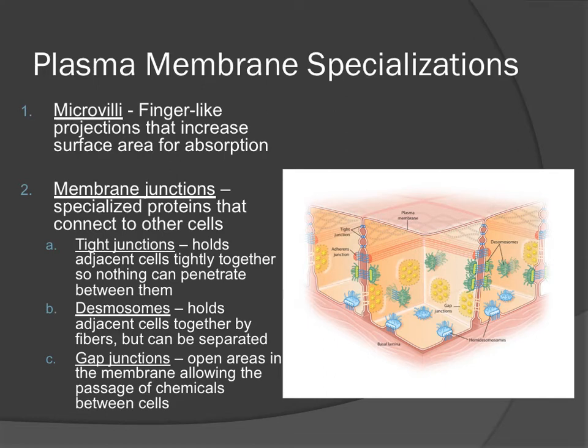Then you've got gap junctions. These are open areas in the membrane allowing the passage of chemicals between cells. So your gap junctions are kind of like your communicating junction. They allow for direct chemical communication between adjacent cellular cytoplasm through diffusion without the contact of extracellular fluid. So those are some of our membrane junctions.